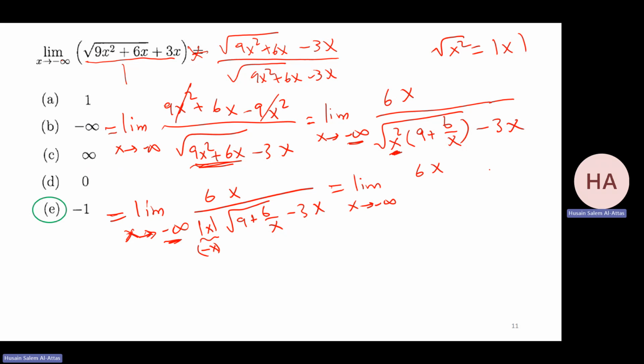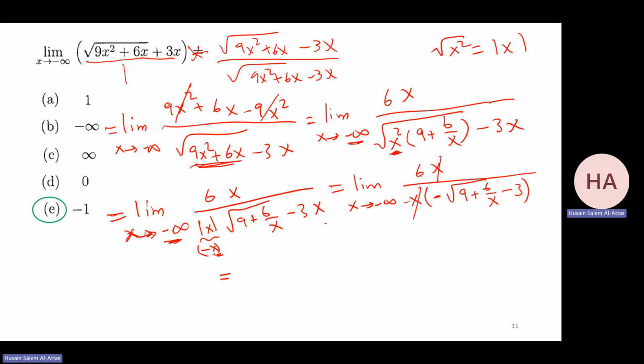Now take a common factor in the denominator, what you will get. I can take x of what? I have minus square root 9 plus 6 over x minus 3. Yes, I took x as a common factor. This x will cancel with this one. So what you will have?